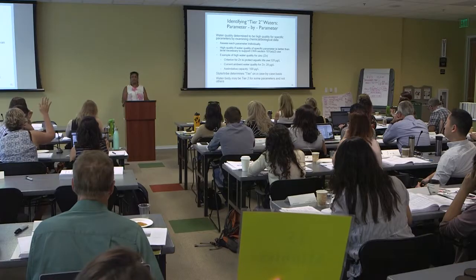Oklahoma does that. Oklahoma uses their lists for decisions on tier 2 waters. That's the one state I know of.